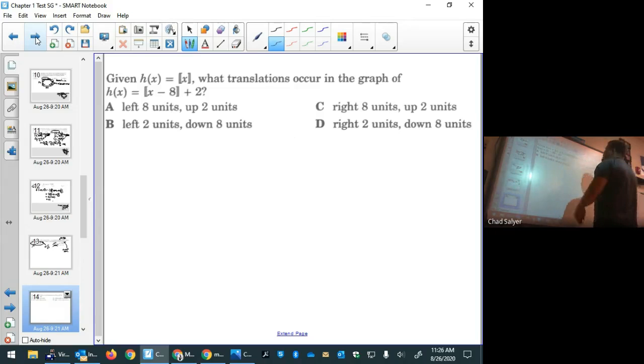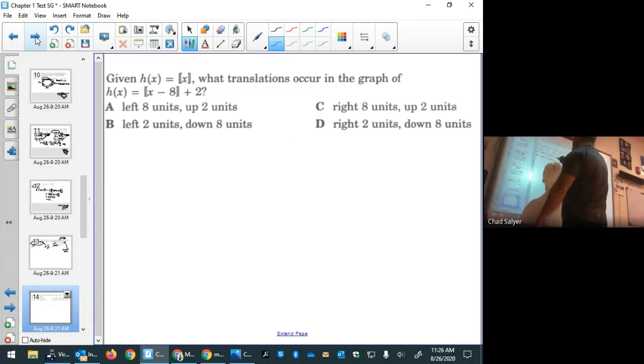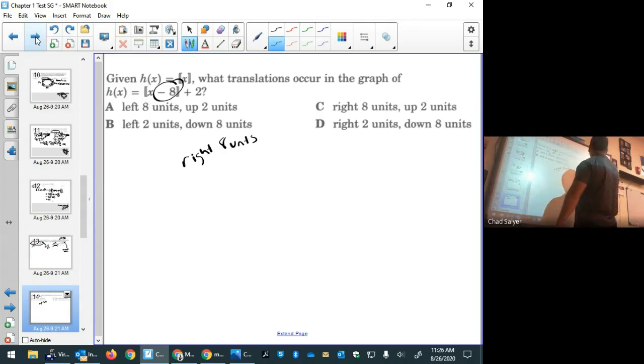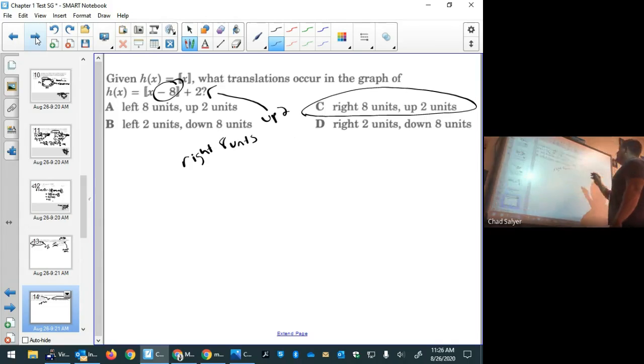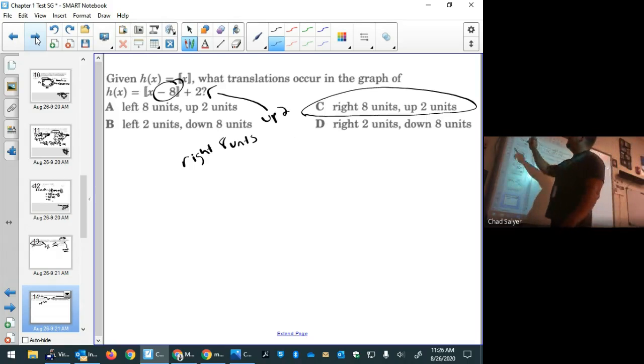So what translation's occurring here? Well, this minus 8 is going to take us right 8 units. So only C has right 8 units. I know that's the right answer. And then plus 2 takes us up 2. So right 8 units up to C as in Charlie.